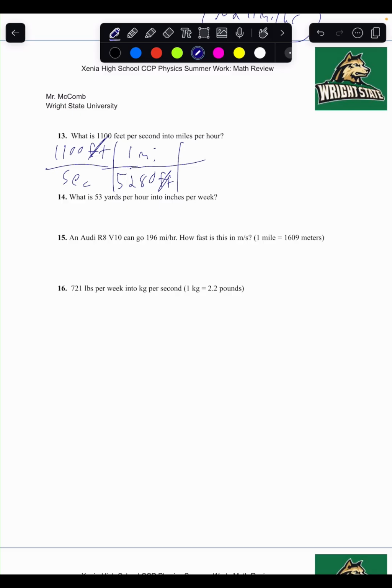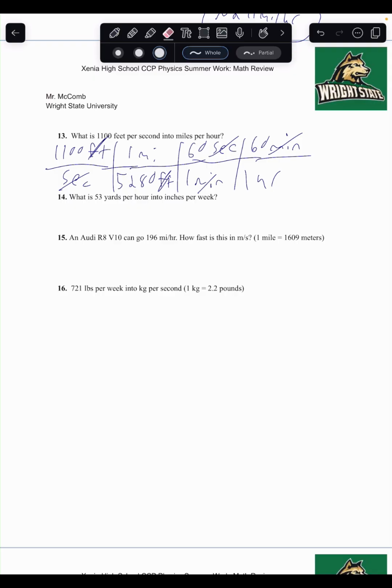And then seconds to hours is the same idea. 60 seconds in 1 minute. 60 minutes in 1 hour. 1,100 times 60 times 60 divided by 5280. Comes out to about 750 miles per hour. Easy peasy.